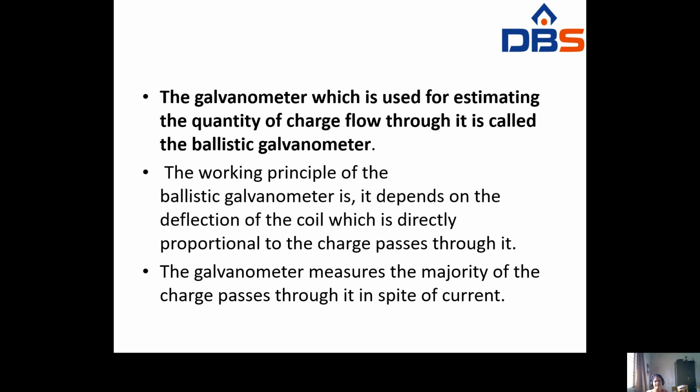The galvanometer measures the quantity of the charge passing through it, in spite of current. That means the flux value passing through the galvanometer is measured in terms of a current value.